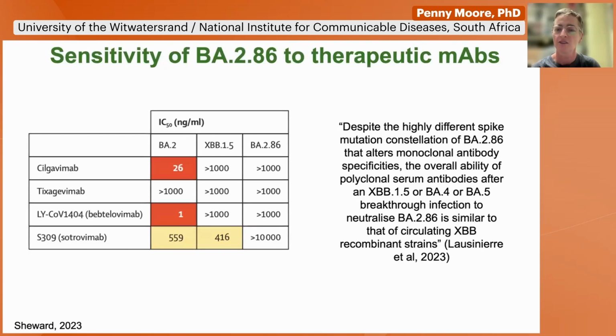And this is a statement out of Ria's paper that confirms that despite the huge number and very different mutations that distinguish these 2 variants, they have similar neutralization profiles to polyclonal serum antibodies, and here you can see both have very little sensitivity to monoclonal antibodies.